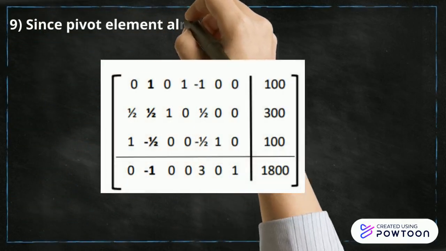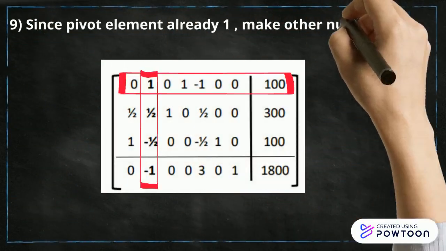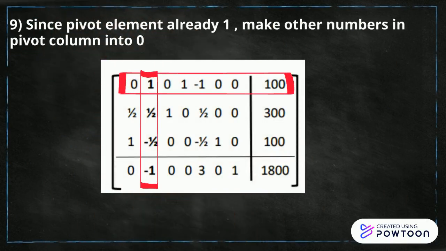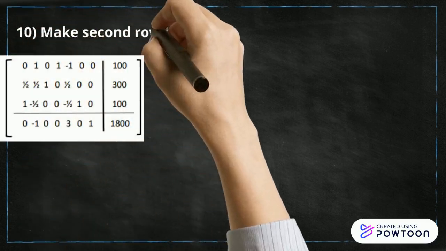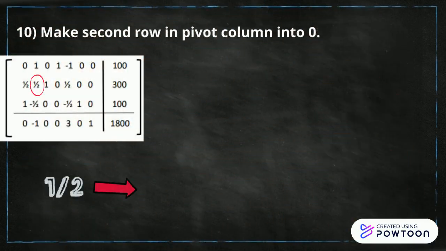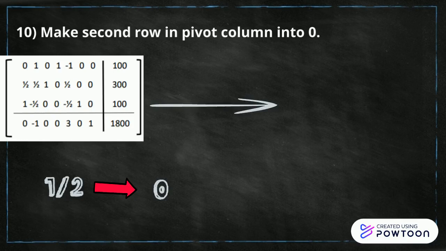Since the number in line with the pivot column and pivot row, which is called the pivot element, is already 1, we will continue to make the other numbers in the pivot column into 0. To make the second row in the pivot column into 0, we need to multiply row 1 by -1/2 and add with row 2, and we will get a new row 2.